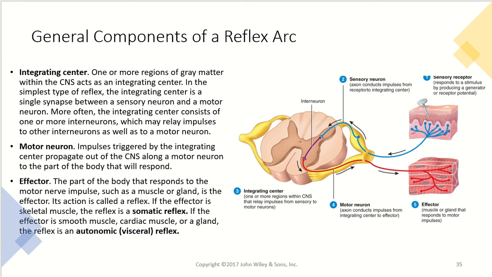And its action is going to be called a reflex. So if the effector is a skeletal muscle, the reflex will be a somatic reflex. And if the effector is going to be some sort of smooth muscle, cardiac muscle, or some sort of gland, then the reflex is an autonomic or a visceral reflex.